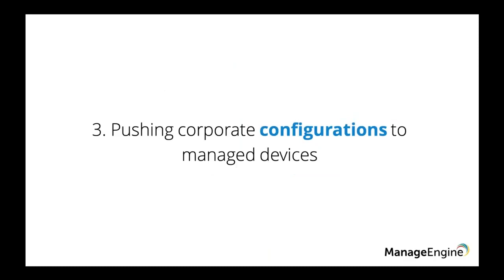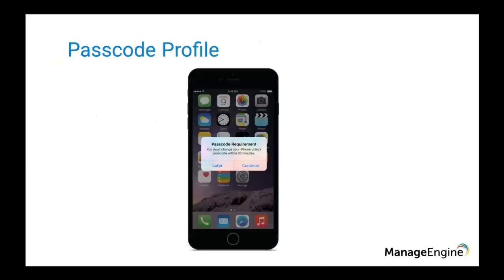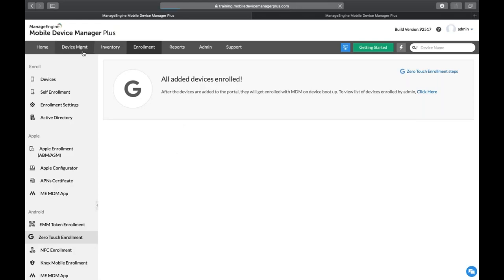Now it's time to look into how you can push corporate configurations to your managed devices so that they are ready for corporate use. Corporate configurations are basically a passcode policy to secure your devices, so that only upon the right authentication is the user allowed to log into the device. They also include setups like Wi-Fi, VPN, email or Exchange services, which are pretty basic in all corporate companies right now, and single sign-on so that your users don't have to remember all the passwords and provide the same password to each and every application. You can also customize the wallpaper on your corporate devices.